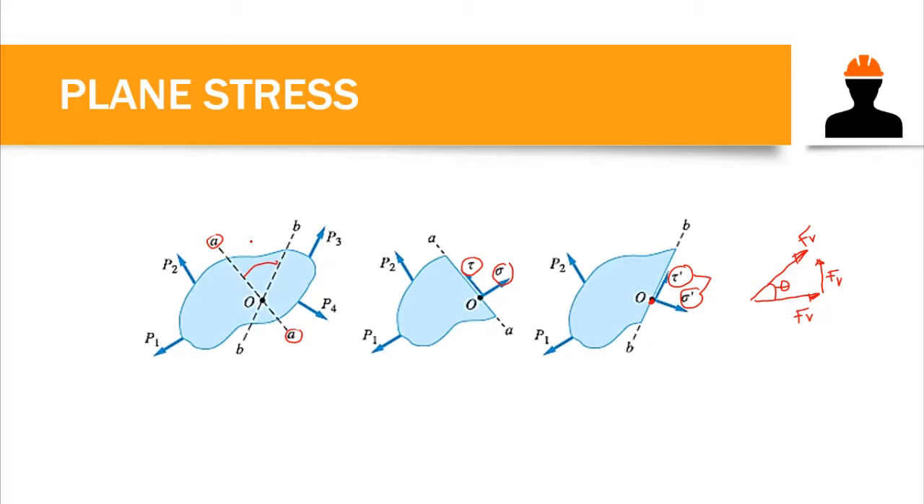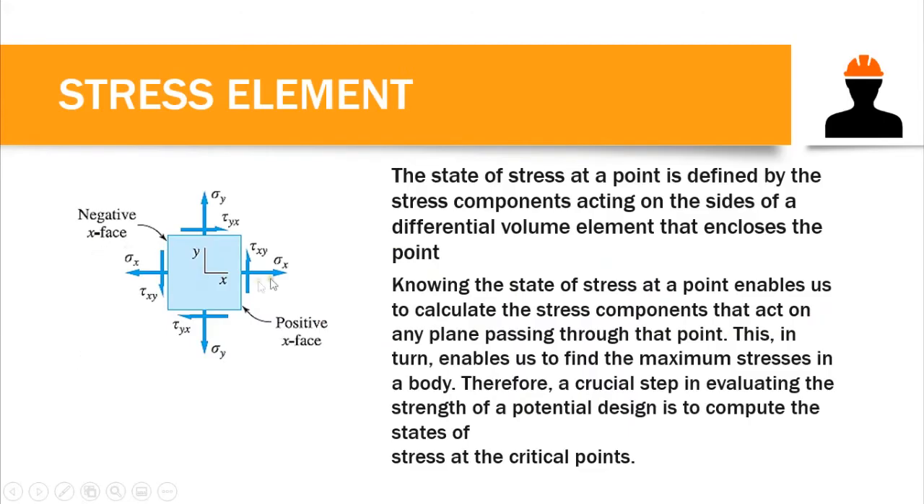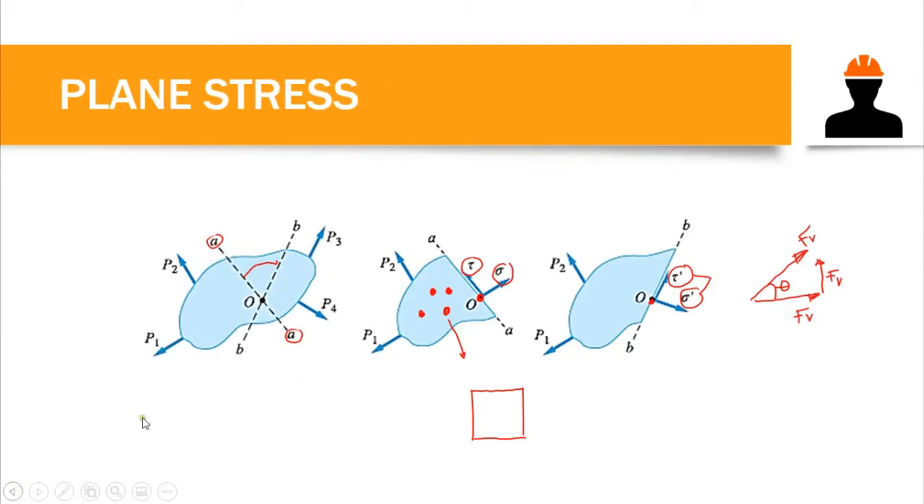Now this point O here is represented by what we call a stress element. A stress element is just a square representation of our infinitely small point in our section. Our stress element is this one. Let's say, for example, this is the stress element of point O from this figure.